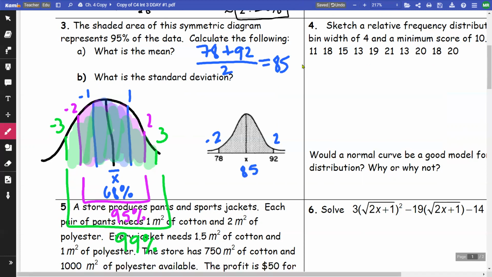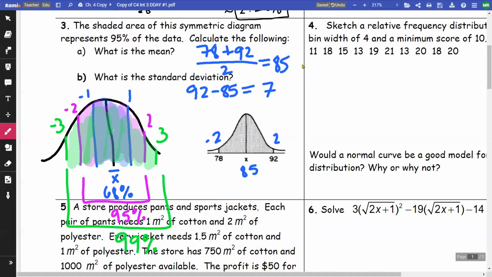What is the standard deviation? So the standard deviation is 2. Well, we've gone out 2 standard deviations, but what is the value? What I know is, I don't care which direction I go. Let's say I take 92 and I subtract 85 from it. That ends up being 7. So I'm 7 off of my mean.